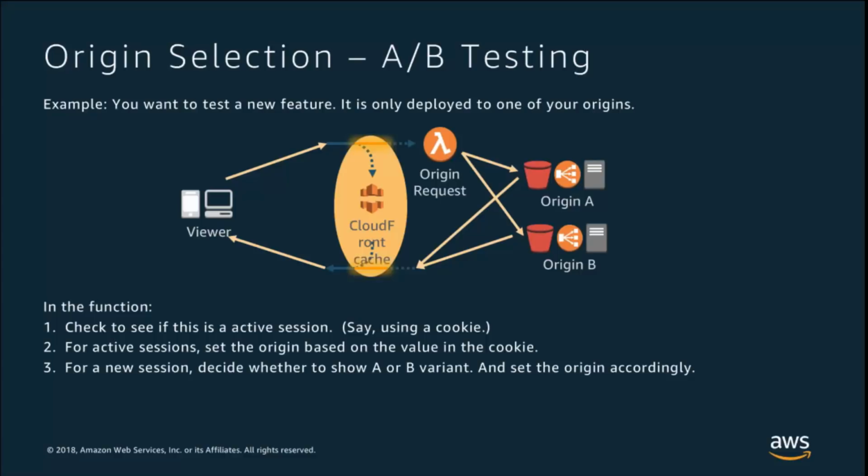To achieve this, you could have an origin request function which gets triggered. It would inspect the cookie. If there is no cookie present, based on whatever logic you have, you can decide to serve the A or B variant. But if the cookie is already present, you can look at the cookie value to get an indication of which origin to send the request to, and then update your request properties so that the request is sent to the appropriate origin.